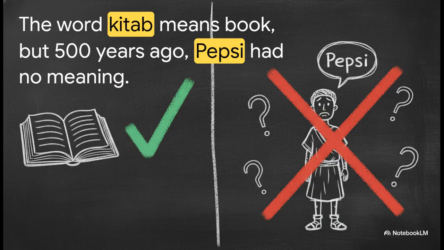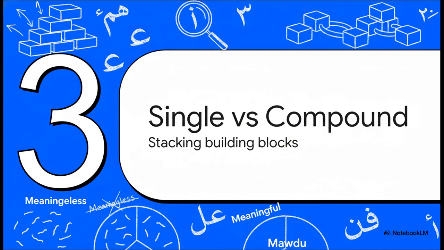To really cement this concept, let's look at an example. The Arabic word kitab means book. It's a classic example of mawdu, right? It has a clear, established meaning that Arabic speakers agree upon. But imagine someone walking around 500 years ago just yelling the word Pepsi. Back then, long before the famous beverage was invented, that specific collection of sounds meant absolutely nothing. It would have been classified strictly as muhmal, just completely meaningless chatter. So language relies entirely on established understanding. Which brings us to Section 3, Single versus Compound.